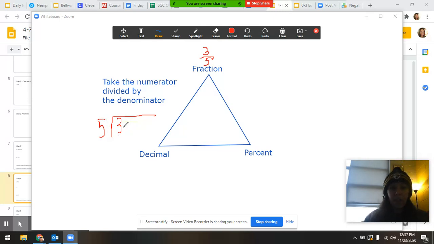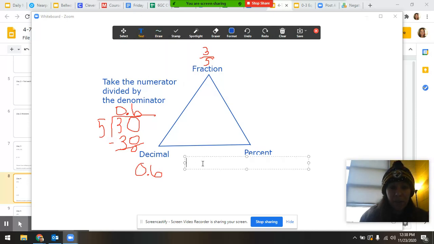All right, does 5 go into 3? No, it does not. So that's where we add our decimal, and then we add a 0. Does 5 go into 30? 6 times. 6 times 5 is 30. So I don't have to divide anymore, and my decimal is 6/10.